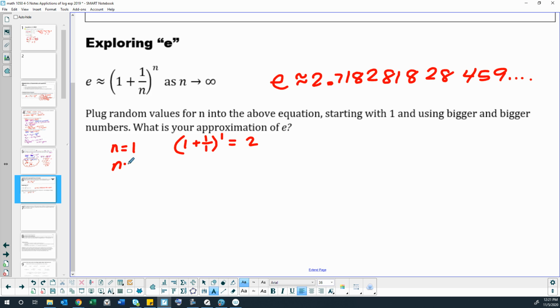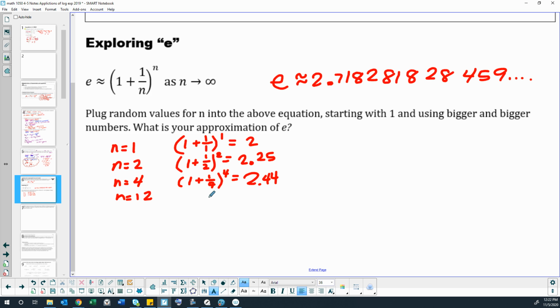Okay, what if we compound semi-annually? Then that will be (1 plus 1/2) to the second power. If you put that in your calculator, you'll see that we start getting a little bit bigger value here. Okay, what if we compound quarterly? I didn't write down that number, so I'm going to have to calculate it. So quarterly would be (1 plus 1 over 4) to the 4th power. Let me throw that in my calculator really fast. And I get 2.44.